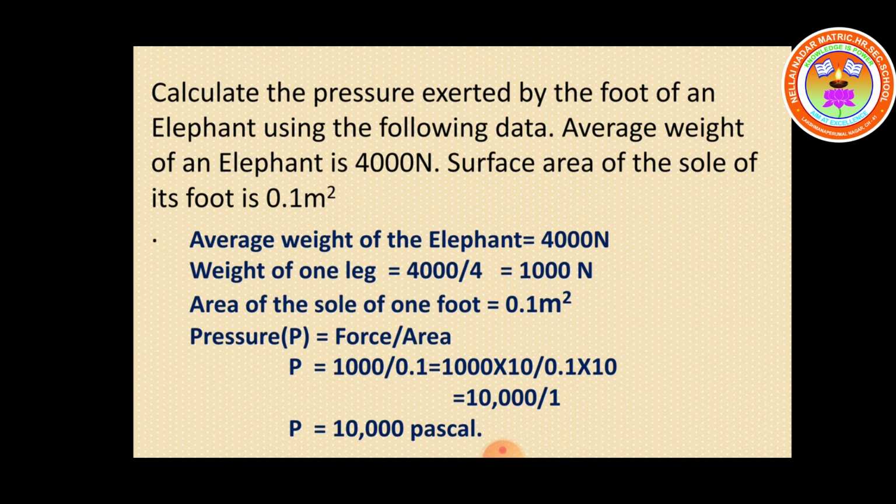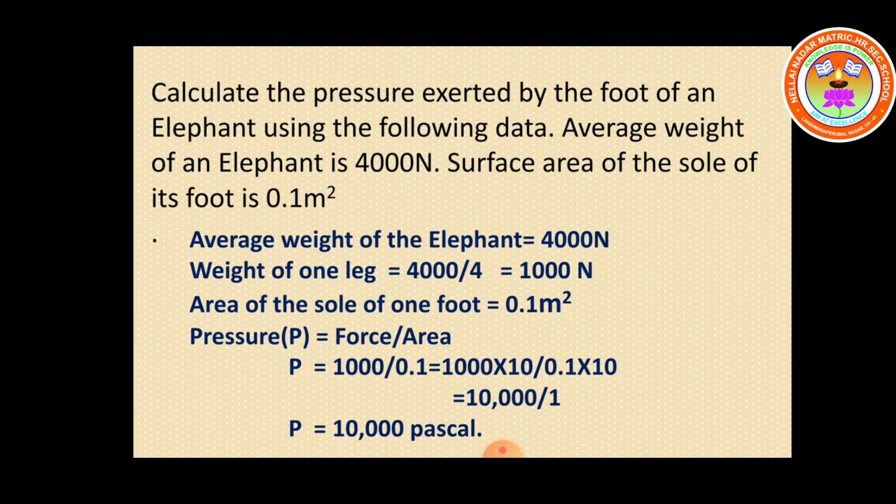Next we have to find out what is the pressure exerted by the elephant, isn't it? So what is the pressure formula? P is equal to force by area. So for one leg, what is the force applied here? 1000 Newton, divided by area. What's the value of area? 0.1 meter square. It is substituted. So P is equal to 1000 divided by 0.1. In the denominator we have 0.1, isn't it? So it is converted into a whole number.